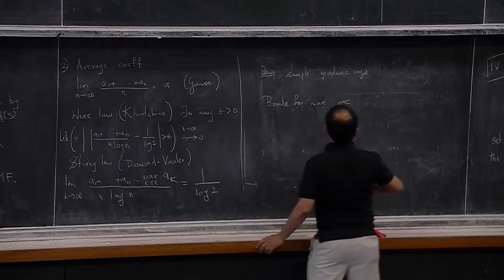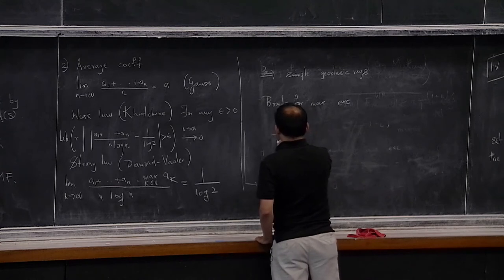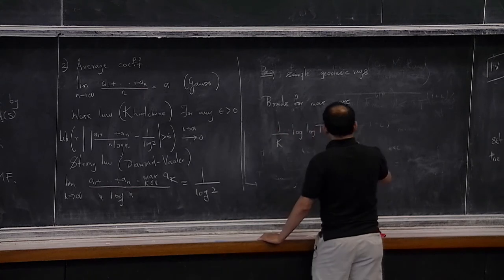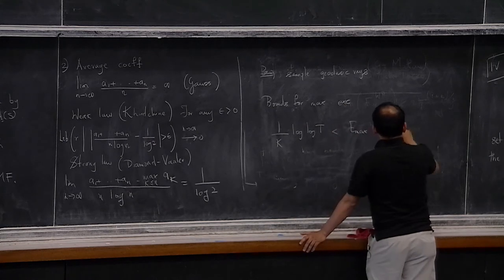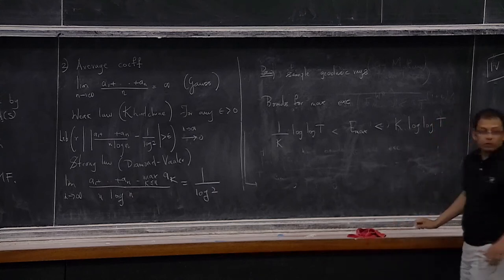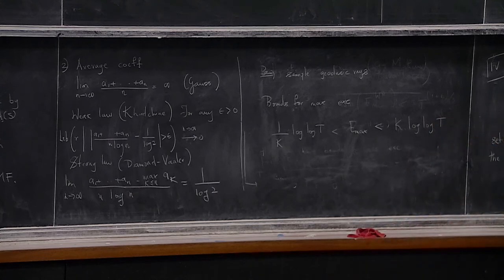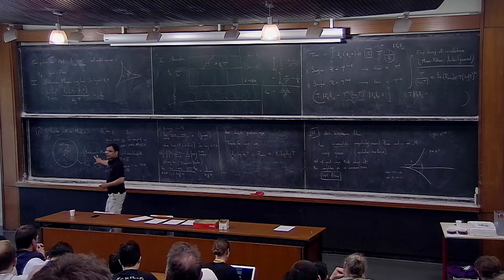For this particular scheme, they are of the form 1 over k log t less than the maximal excursion, so E max, k log t. Again, we don't have sharp limits, but we have bounds. So where does the double log come in? Let me quickly explain that from a simpler model of this picture.